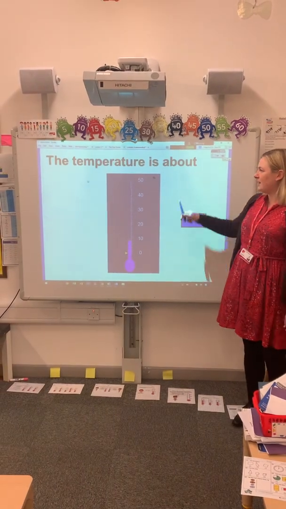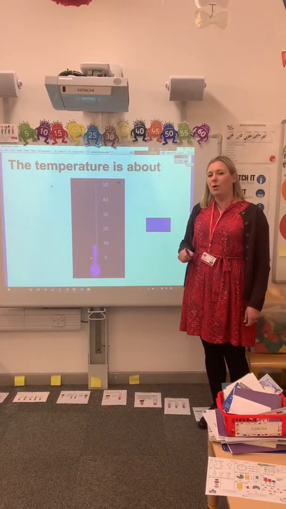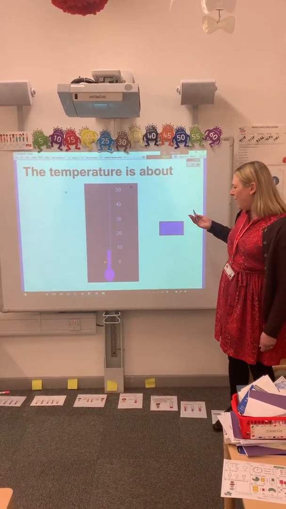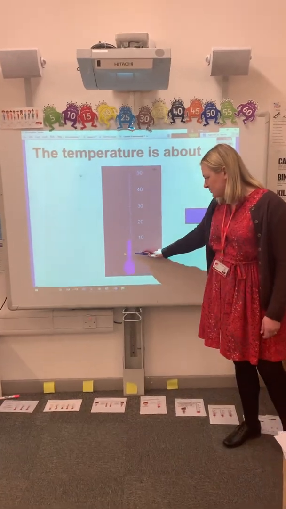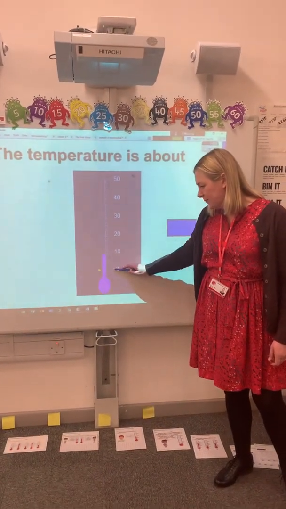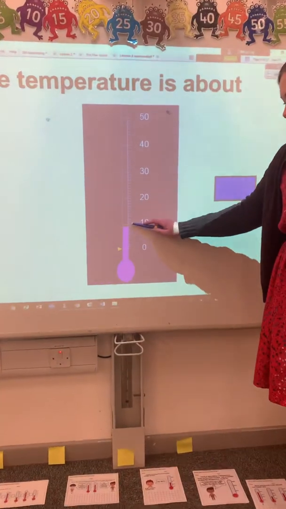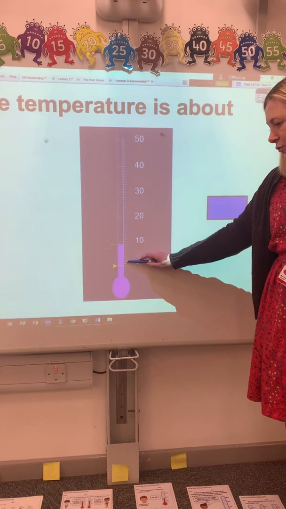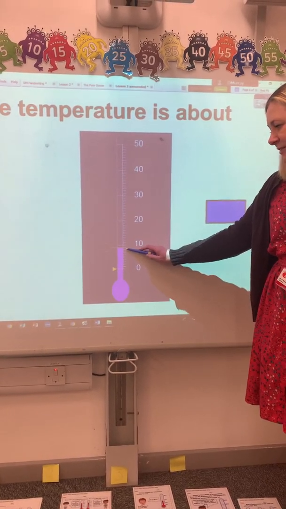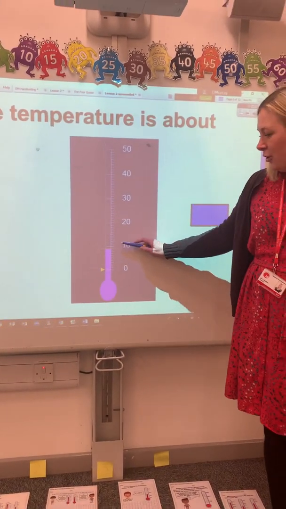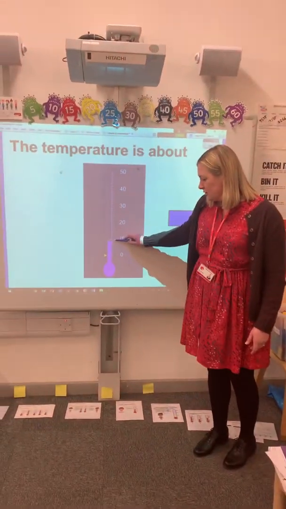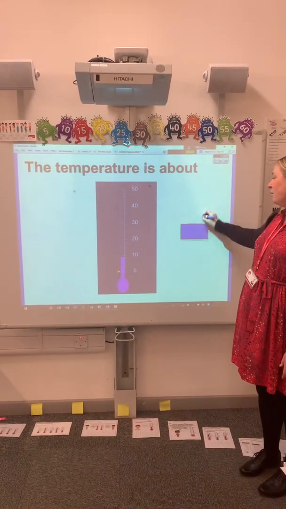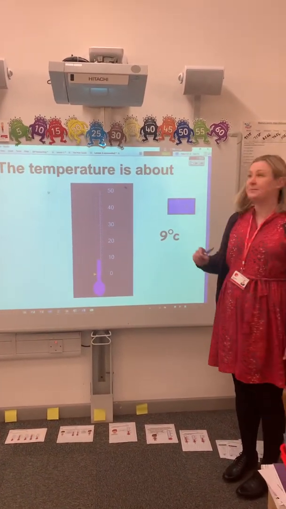Here we have a slightly different question because it's actually asking you now what the temperature is. Okay, so we've got the temperature is about, so now we need to carefully read the screen and look at the thermometer. So here's 0 degrees, here's 10. Two ways of doing this. You could count it from 0, 1, 2, 3, 4, 5, 6, 7, 8, 9. Or the quicker way, you can see this is 1 less than 10, which is also 9 degrees. So the temperature is about 9 degrees.